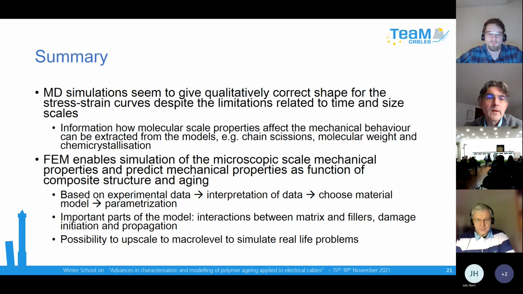Yeah, sure. Maxime Lacuve from Nexans Group. I have a question concerning molecular dynamic simulation. How do you distinguish physical cross-linking from chemical cross-linking? Is it possible to distinguish that? And my second question is, how do you simulate the interface between crystalline and amorphous phases?